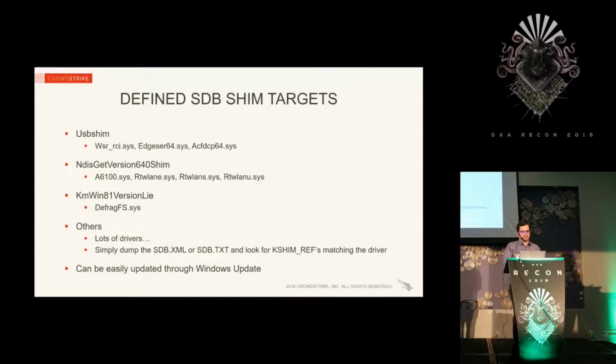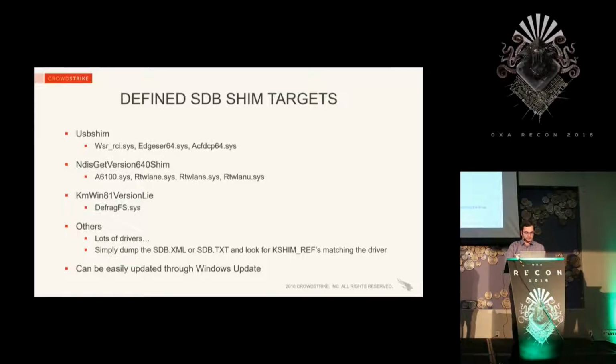So just a few examples here. USB shim hooks WSR.RCI.sys, Edger Sur64.sys, ACFDCP64.sys. So those driver vendors are doing something wrong, and USB has to come in and fix them up. ndis get version 6.4 shim: there's some Realtek drivers in there. KM Win81 version lie: something called defrag FS sys in there. And there's other shims which are, again, shimmed by other things.